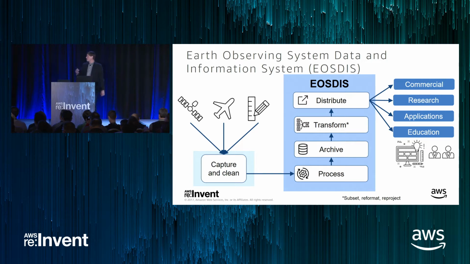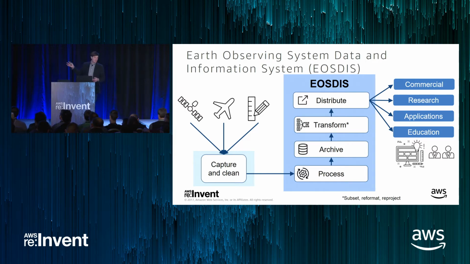Anyhow, EOSDIS is the Earth Observing System Data Information System. It's basically the capability that was built to adhere to this free and open data policy in 1994. It was really built with 1990s kind of technology, and it's worked very well. Now, if you see this middle box here, what EOSDIS does is really process, archive, transform, and distribute the products to any types of users.